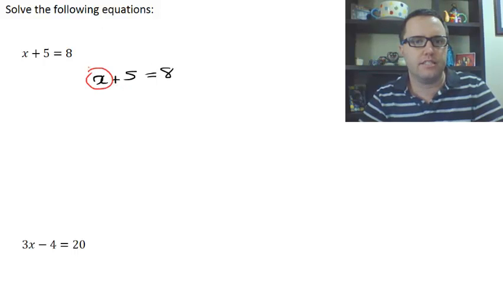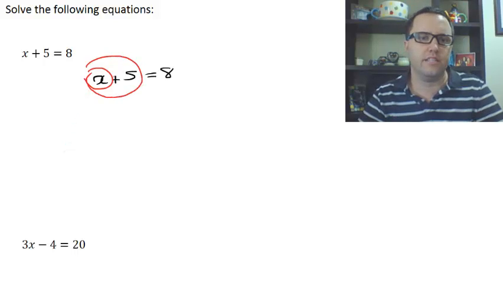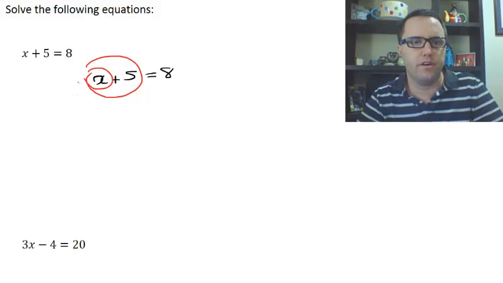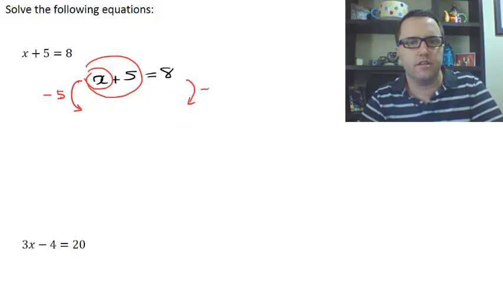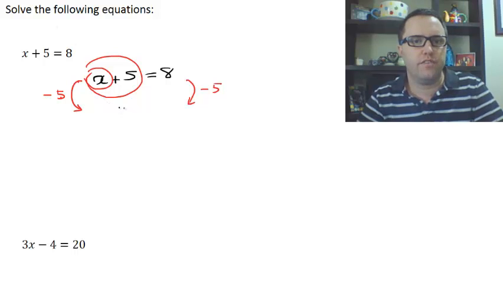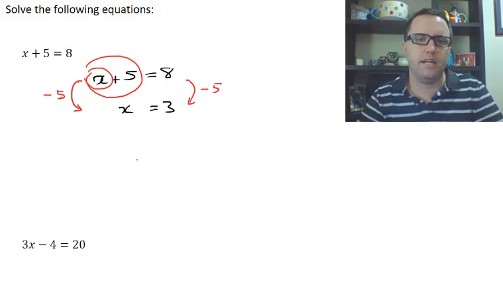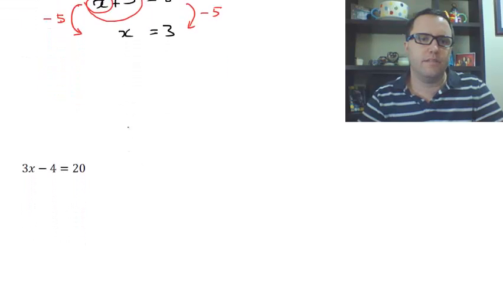So there's the x. The next thing that's happening to it is adding 5. Okay, so that means I've got to get rid of this add 5. So I'm going to do the opposite, which is to subtract 5 from both sides. Okay, 5 minus 5 is 0. So I'm left with x is equal to 8 minus 5, which is 3. Okay. That was a reasonably simple one, but it's always good to start with some easy stuff.